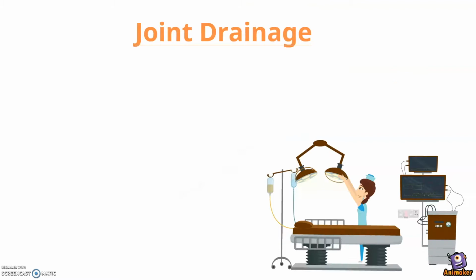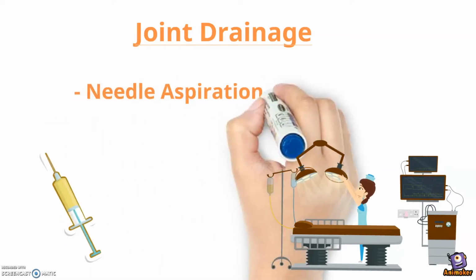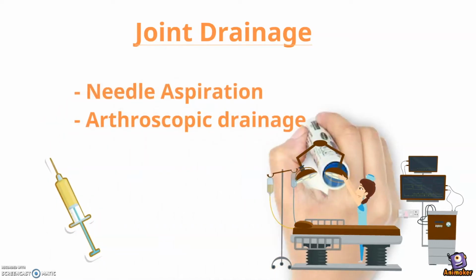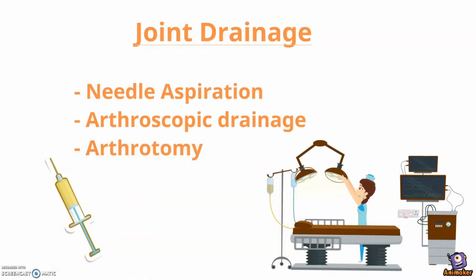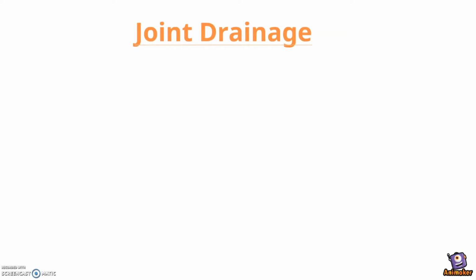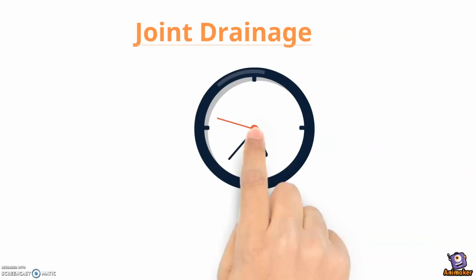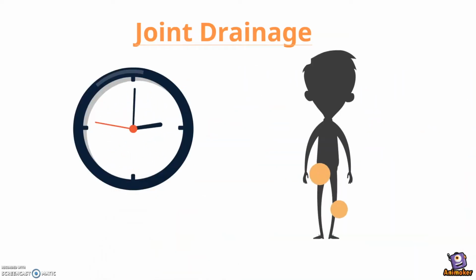Joint drainage. Essentially, septic arthritis can be thought of like a closed abscess and thus warrants drainage. Drainage can take the form of needle aspiration, arthroscopic drainage, or open surgical drainage called arthrotomy. The choice of procedure is made depending on clinical factors like the duration of infection and which joint is affected.